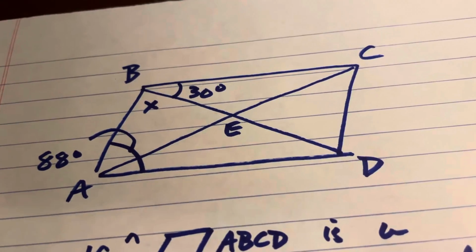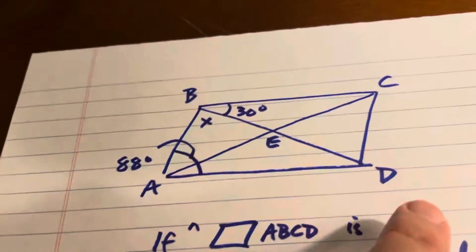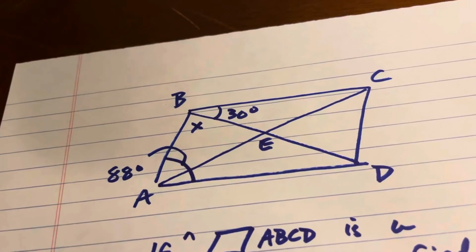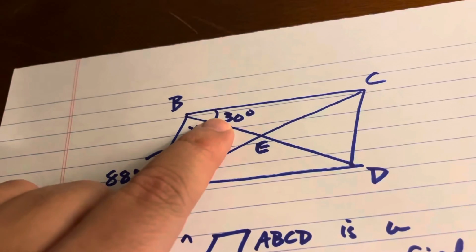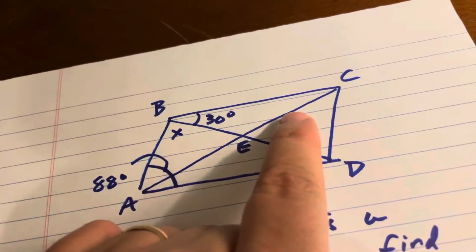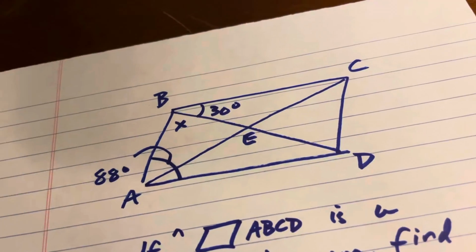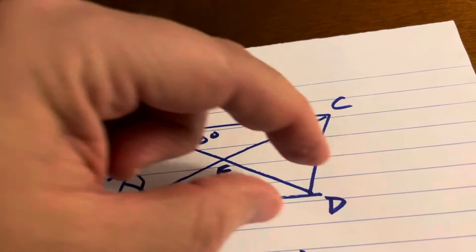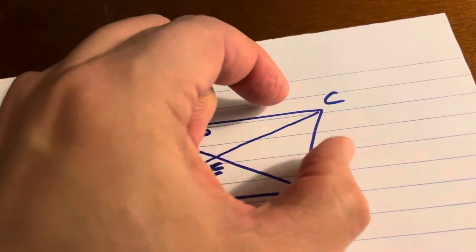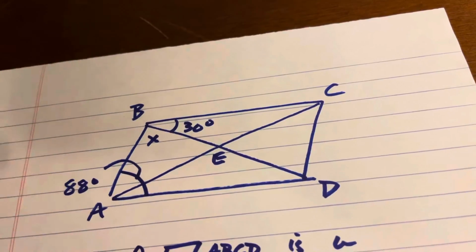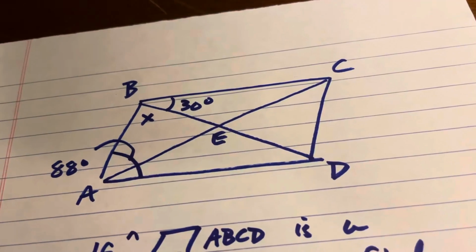Also, the diagonals, BD and AC, end up bisecting one another. So BE is congruent to ED and AE is congruent to EC. So that's true. Also, opposite angles are congruent. So all of angle B is congruent to angle D and all of angle C is congruent to angle A. So that's true as well.